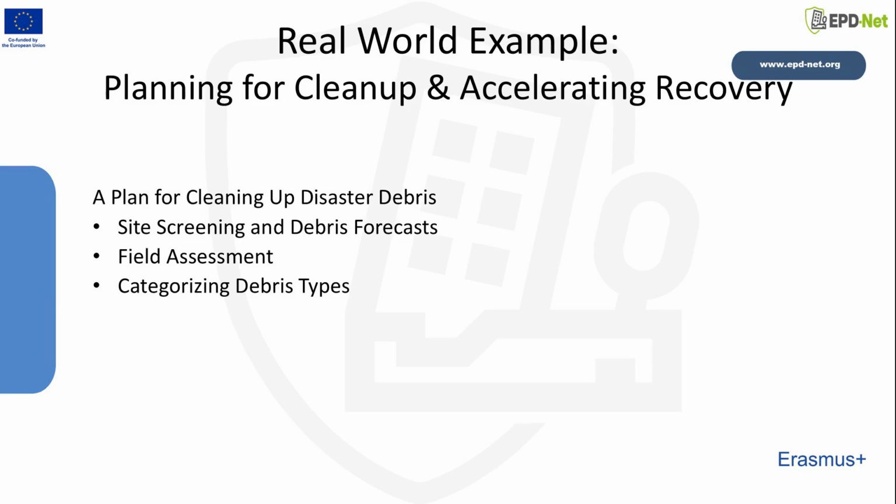The second component was field assessment. Teams used GIS-enabled tools to document conditions directly from the field, from road blockages to fallen trees and damaged structures. Real-time reporting meant that decision-makers could immediately see which areas were most affected and where cleanup crews were needed first.